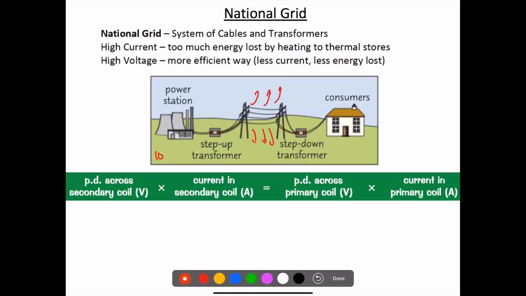So imagine if you made like 1,000 joules of energy, maybe like 10 would get to the person's house, which is very inefficient. So instead, what we do is, instead of using high current, we use high voltage. High voltage is much more efficient. It reduces the current, so less energy is lost. Now, with transformers, there's a formula that we need to apply.